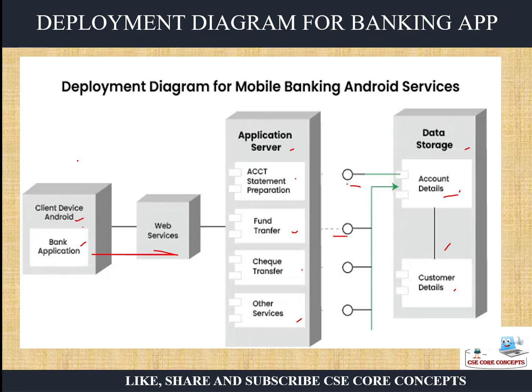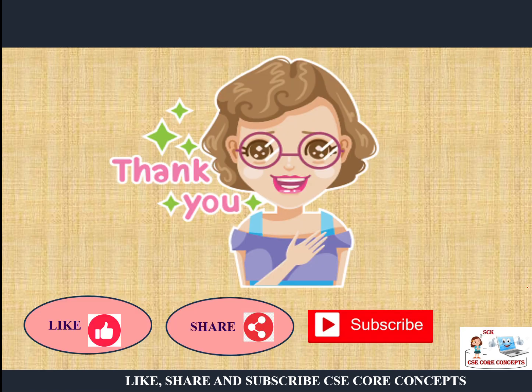So you are showing that the app which you have prepared for the client is on the client's device. The app with the various files or services which you are providing is on the application server, and the database is stored separately. In your case, the database might be on the same server also. In that case, you can show it inside this server only, and you can show the connection like this. So I hope you understood the deployment diagram.